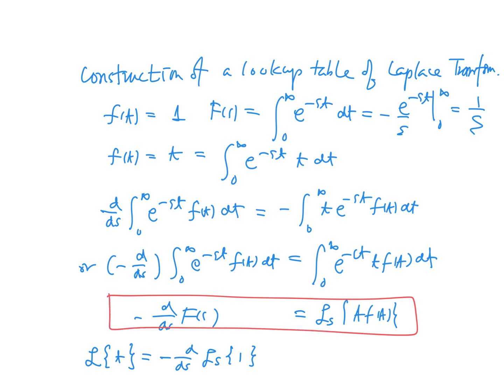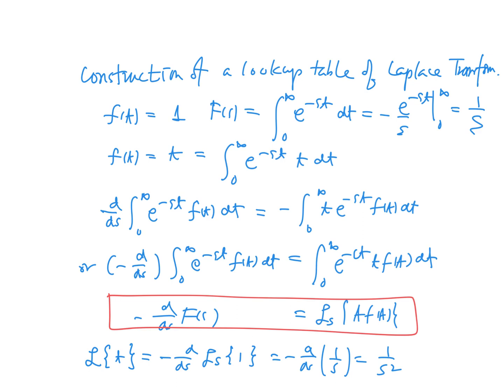So this is minus d/ds of 1 over s, which is 1 over s squared. Very easy, right? I mean, just follow this. If we differentiate this whole thing by s, then f(t) has nothing to do with s. So it only acts on this e^(-st), and it becomes t in front of the exponential, right? Or minus d/ds, you can move t this way.